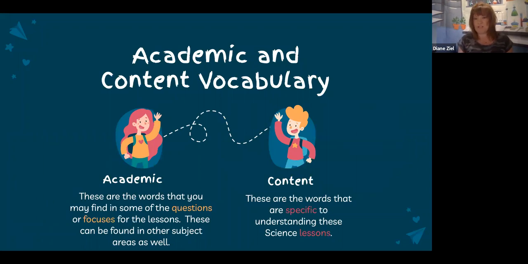Just a quick reminder, the academic words are the words you might find in your objectives and your questions, and you may see them across other content areas or subject areas in school. But the content words are the words that are specific to our weather and climate unit in science.